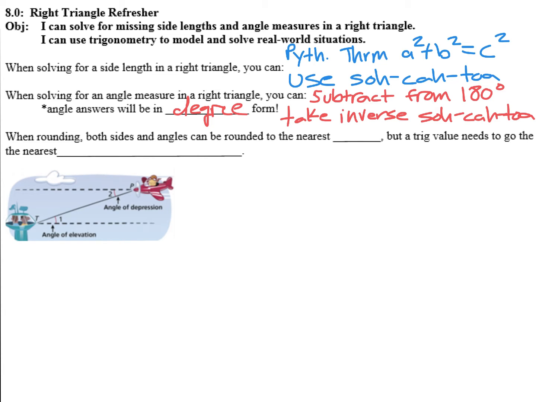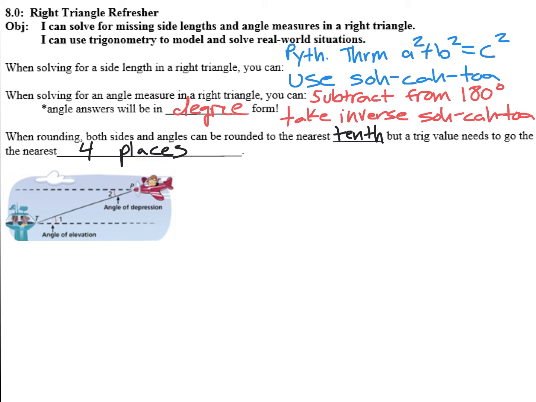A couple other last minute things here. If you're getting angles, rounding to the nearest 10th is just fine. But if you're rounding a trig function, because this can really have a bigger impact on your answer in terms of accuracy, round it to 4 decimal places. That'll give us the accuracy that we need.